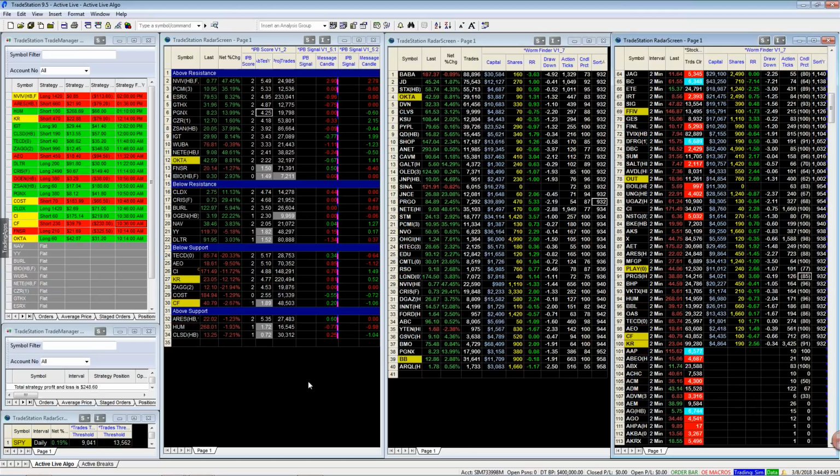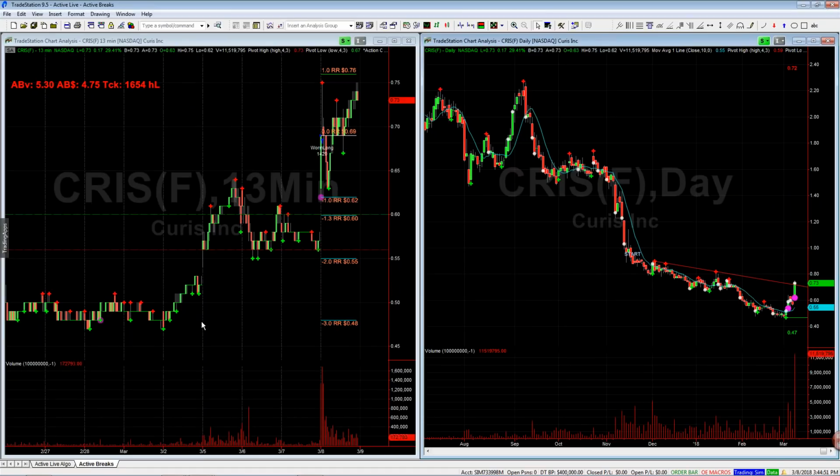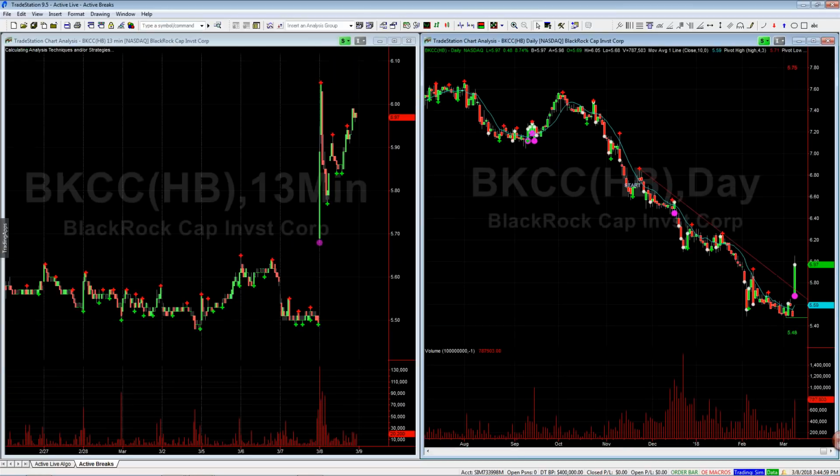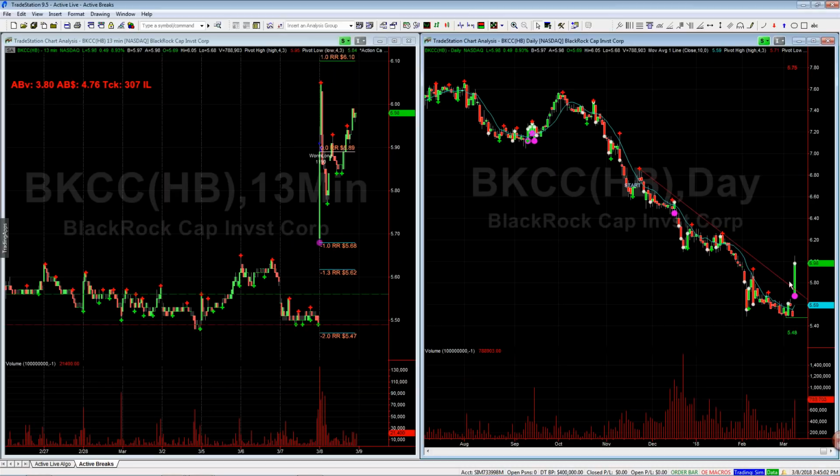Then, of course, in the last half an hour, we do the action break strategy where we're looking for action candles on the daily chart breaking through resistance. So, for example, here we have the daily chart of BKCC, this stock making a statistically significant price and volume gain. That is why there is a pink dot on the daily chart. It's also breaking its trend line.